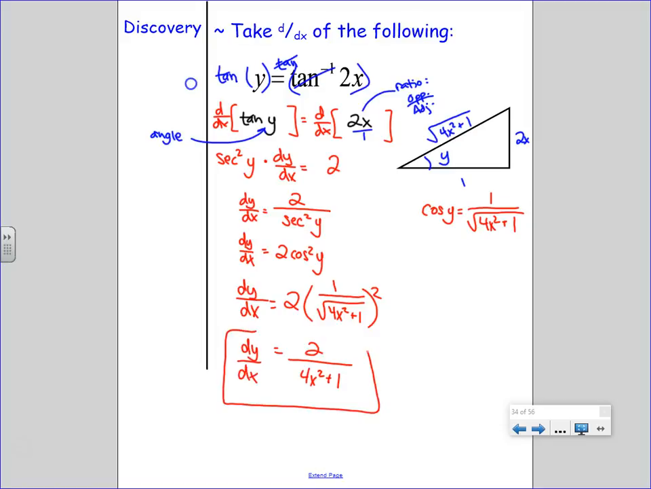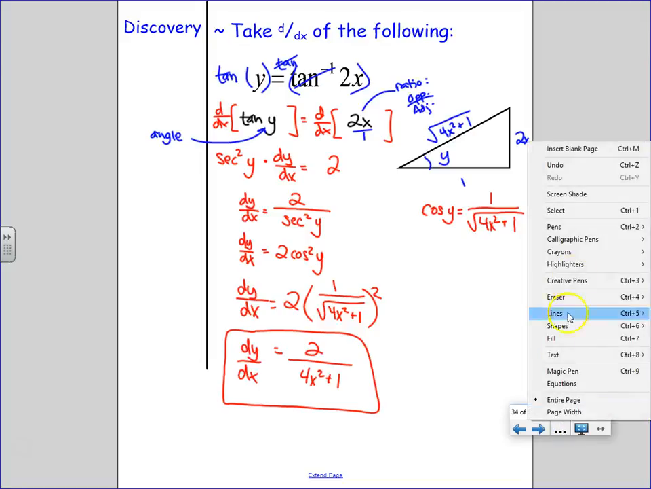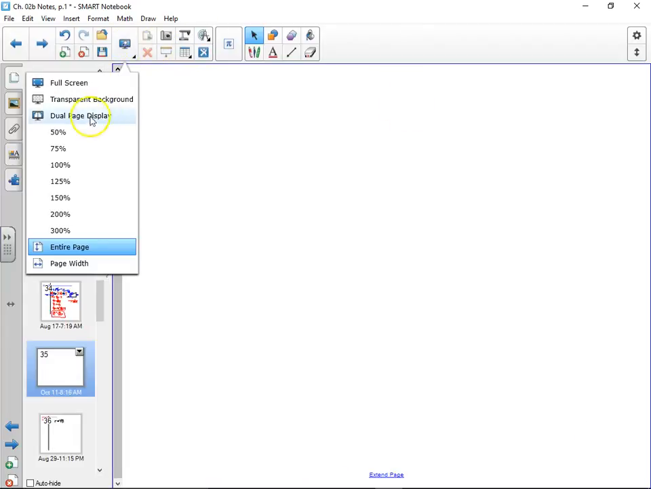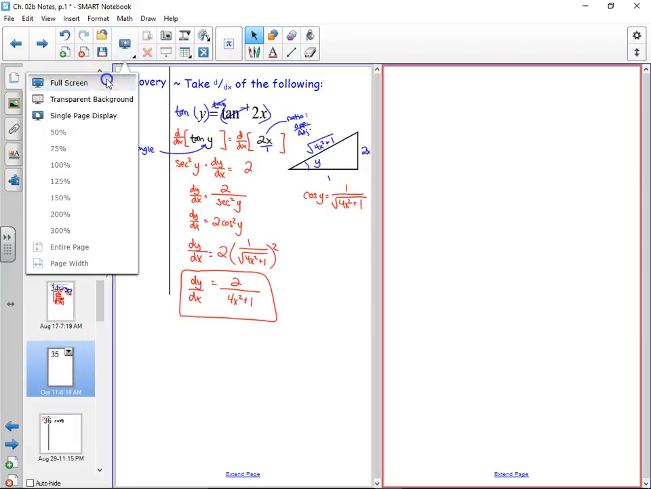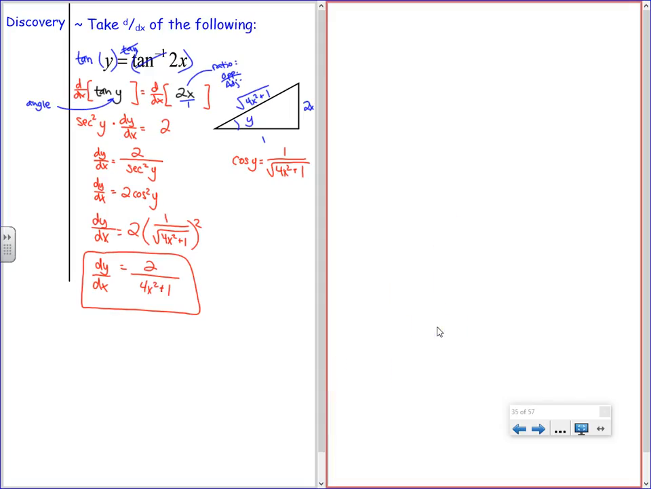Now, let's take this derivative another way, using those snazzy formulas that we wrote down. Don't worry, I'll dual page it, just in case anyone wants to see what's up here. Look at forever card number 17. What is the derivative formula, d/dx of tangent inverse of u?